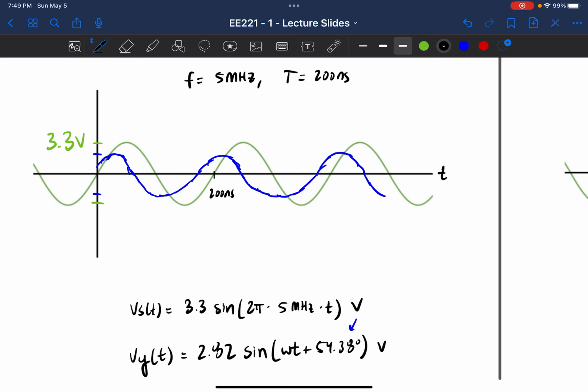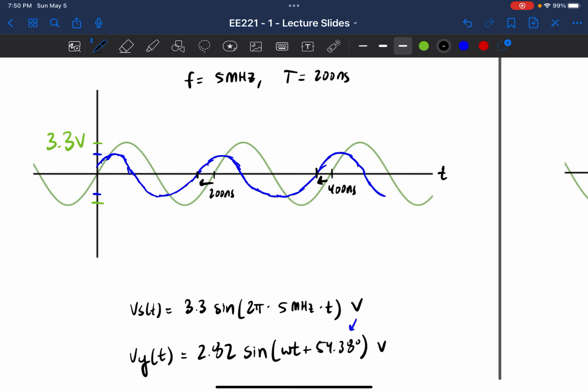And so you can see, I was talking originally about the peak, but let's actually look at the zeros of the sine wave. There's a 0 right here on my green sine wave. It crosses 0 right at 200 nanoseconds, crosses 0 again right at 400 nanoseconds, and so on. Well, my blue signal crosses 0 a little bit earlier in time. It crosses a little bit earlier.